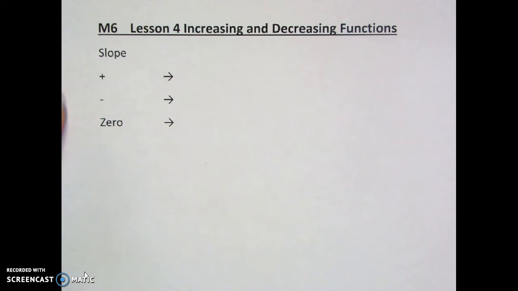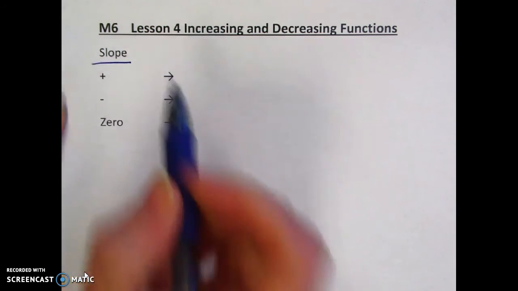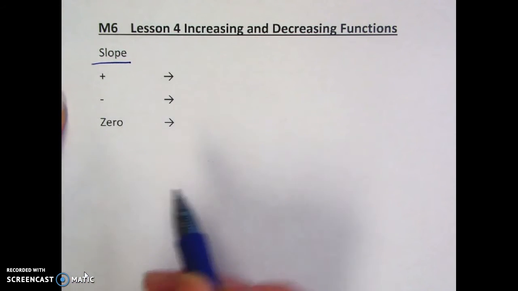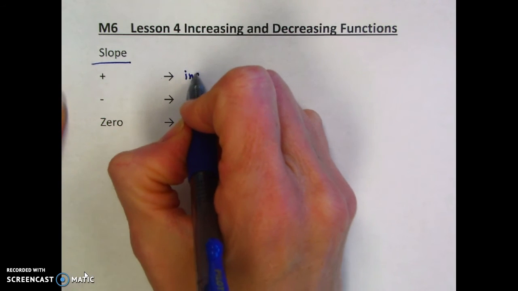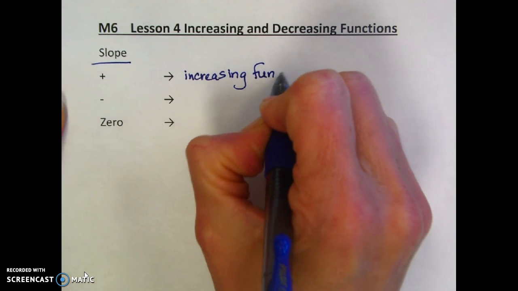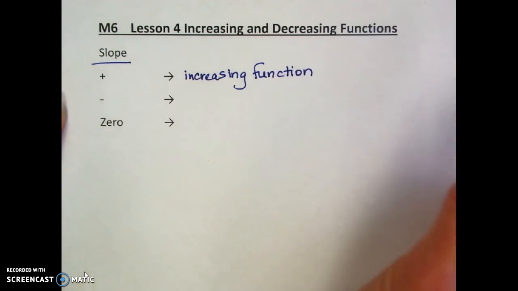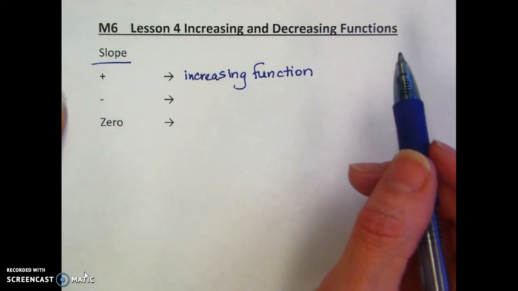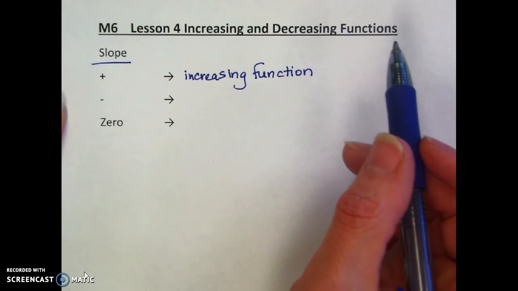Biggest things you need to know from this lesson is if the slope is positive, that means you have an increasing function. That means that both variables are increasing or both variables would be decreasing if they were in a table. Okay, they're both doing the same thing. If one goes up, the other goes up. If one goes down, the other goes down.